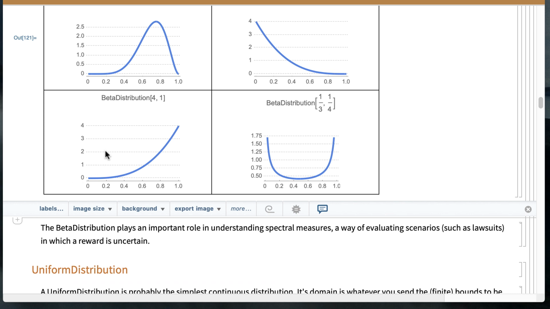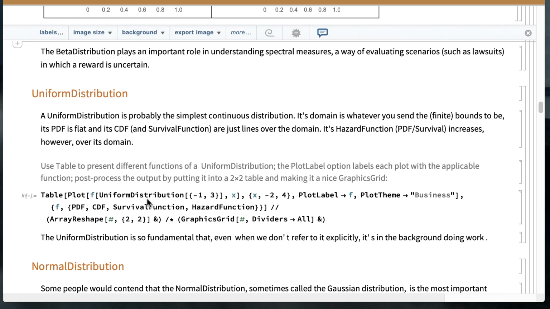It could go upward sloping if the parameters are 4, 1. And finally, if both of the parameters are positive fractions, you get an upside down distribution where you're very likely to get values at the extremes, but very unlikely to get anything in the middle. So that's our friend, the beta distribution.